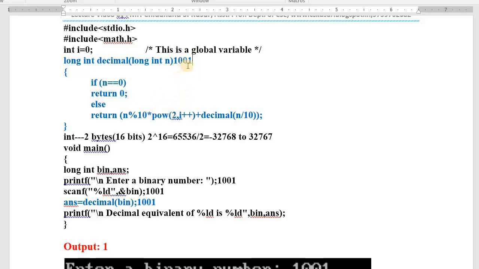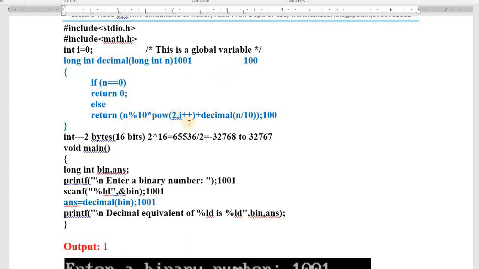Next you have to reduce one digit from this and call the same function. 1001 divided by 10. That means what happens, do you know? 100.1. Both are integers, so it gives us only the integer part. That means I call the same function with one reduced digit. What is that? 100. 100 mod 10 is 0. 0 into 2 raised to 1.